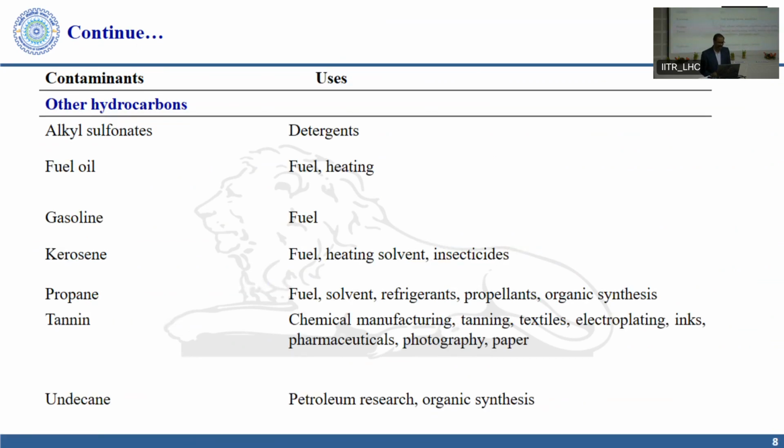Other hydrocarbons just like cover here: alkyl sulfonates for detergents, fuel oil, fuel heating, gasoline, fuel, kerosene, which is used for fuel heating or for burning the lamp in houses. Propane: fuel solvent, refrigerants, propellant, organic synthesis, tanning, chemical manufacturing, textile, and inks. The tanning is also used in the ink, whatever you are using in the writing pen here. Undecane is used in petroleum research and organic synthesis.